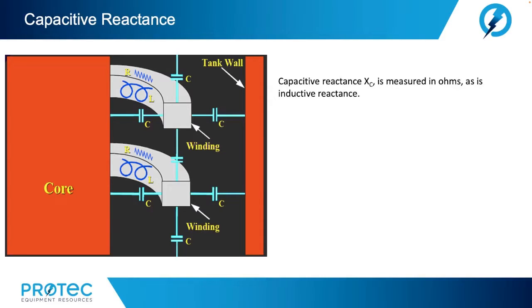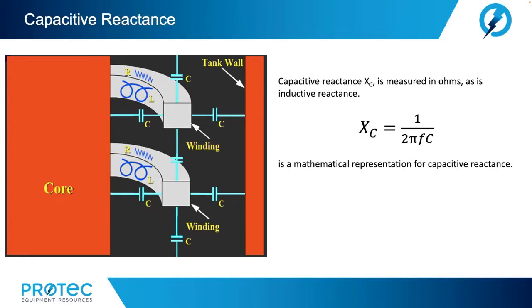Capacitive reactance, X sub C, is measured in ohms, as is inductive reactance. X sub C equals 1 divided by 2 pi F C is a mathematical representation for capacitive reactance, where, once again, pi equals approximately 3.14, F equals the frequency measured in hertz, and C equals the capacitance measured in farads.